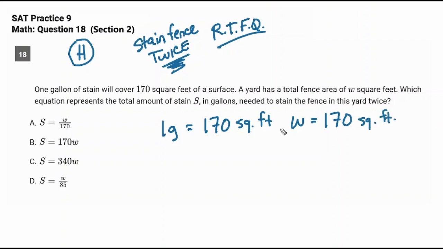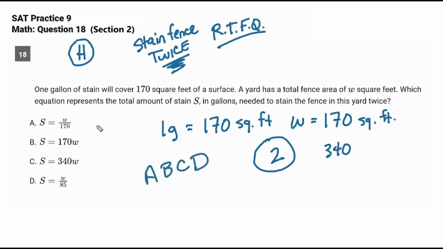All right, we want to do it twice. So how many square feet is that? It's 170 times 2. And do it on your calculator. 340. But in any case, how many gallons are you going to need to do this thing twice? 1 gallon is 170. 2 gallons is 340. So write down 2 and circle it. We're going to want to write down A, B, C, D because we're going to want to cross off.